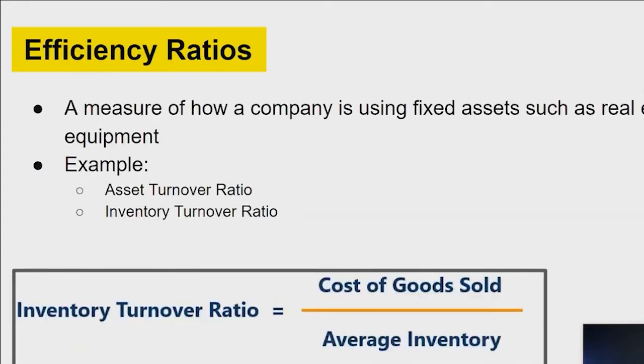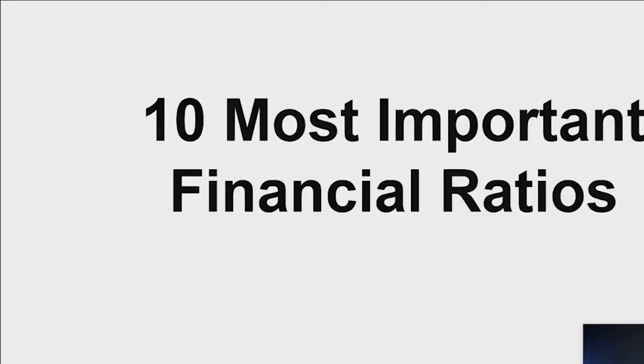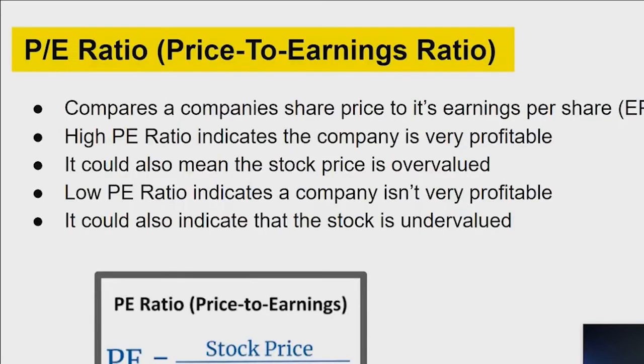And then the last one is going to be efficiency ratios. This is a measure of how a company is using fixed assets such as real estate and equipment. So a few examples of this one would be the asset turnover ratio as well as the inventory turnover ratio. And now I'm going to go over what, in my opinion, are the 10 most important financial ratios that you definitely need to know. First of all, the PE ratio.